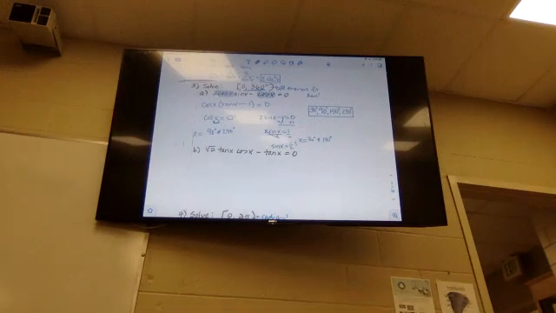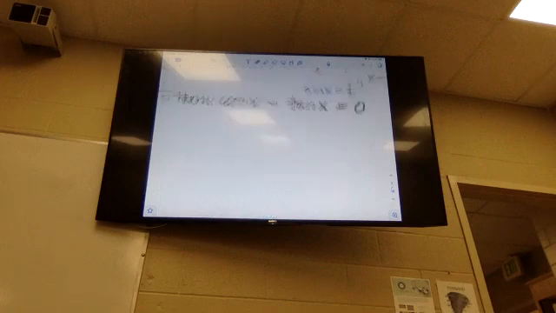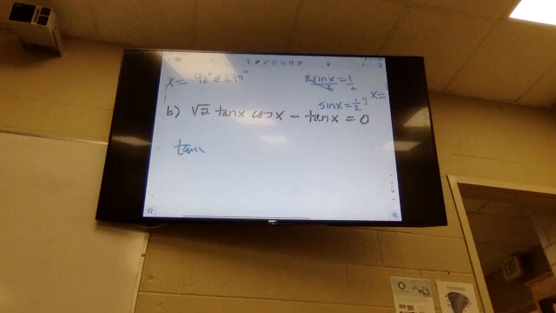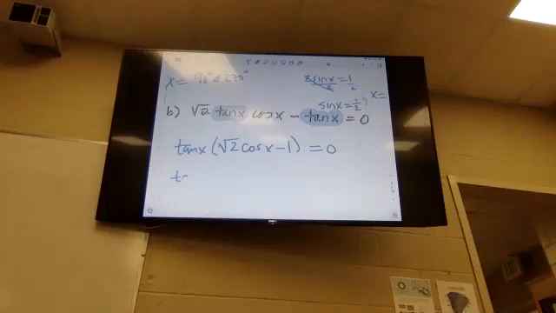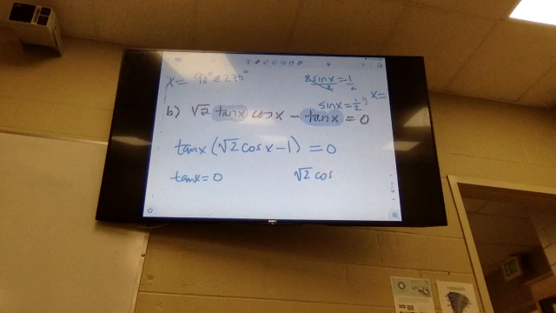Same idea. What am I going to factor out here? Tangent, very good. So I'm going to take tangent of x out, and I'm left with √2 cos x minus 1 equals 0. We took tangent out of everything. Again, I'm going to set both of my factors equal to 0, and I'm going to start by doing tangent of x equals 0. And then I'll do my √2 cosine of x minus 1 equals 0 momentarily.